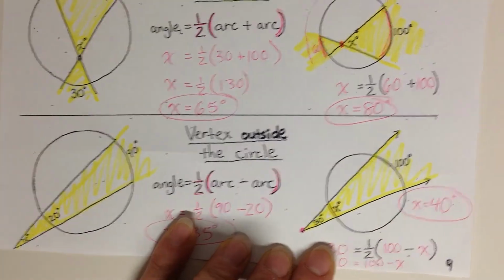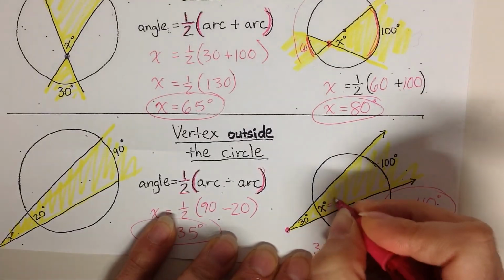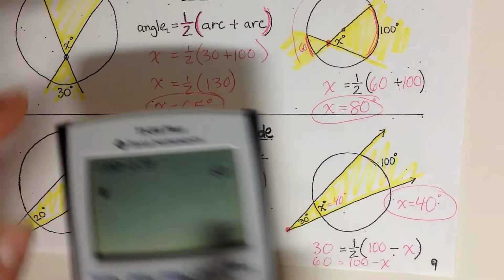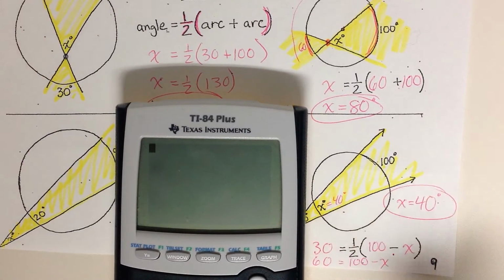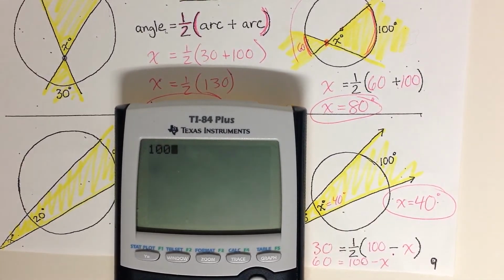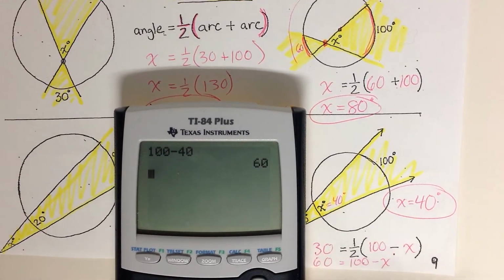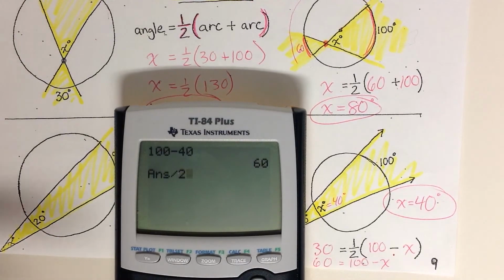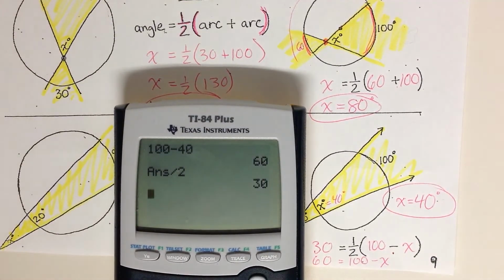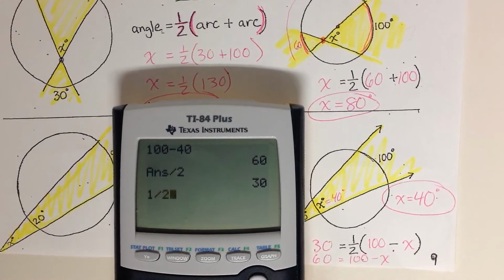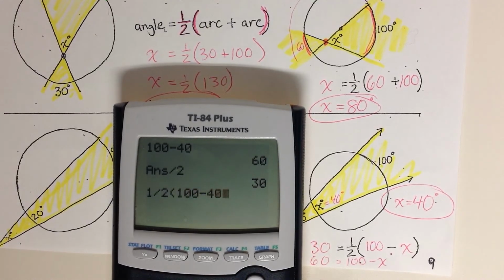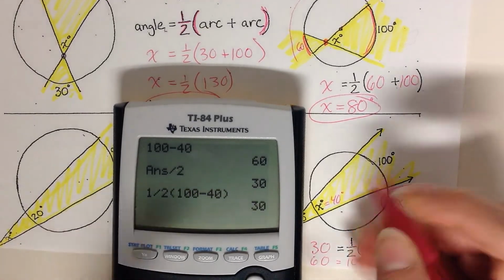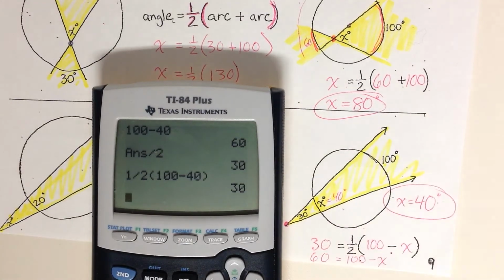I'm always a little uncomfortable with these algebra ones, so let's just double check this. Did I do it right? I'm outside the circle, so I'm subtracting, so I'm going to do 100 minus 40, and I actually do them in two steps, to be honest, but don't forget to divide by 2. Or if you wanted to do it by plugging into the formula, it's one half, big one minus small one. Do I get 30? Yes, I do. And that was what the angle measured.